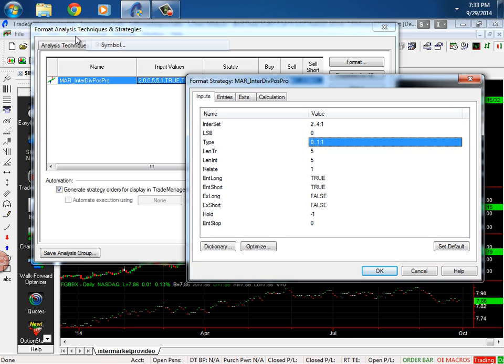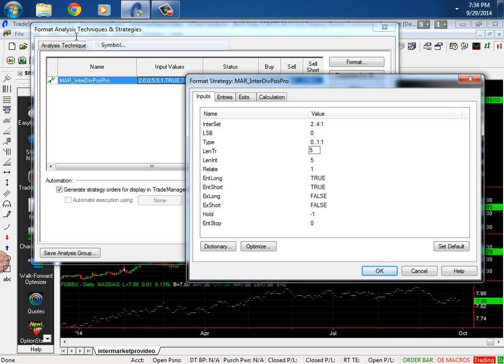Now, the way this works is bond prices are positively correlated to utility stocks and to bonds themselves, bond prices. So we're looking for a positive correlation. So intermarket divergence means that the markets are not moving as expected. So if utility stocks are in an uptrend and the 30-year Treasury is in a downtrend, we would expect the 30-year Treasury to go up, and we'd buy.